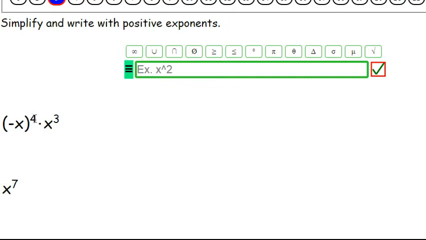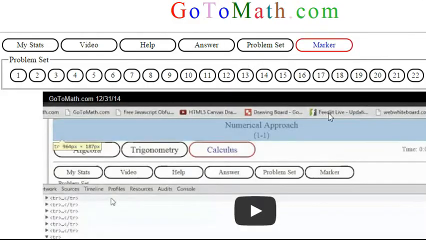So you know if this were a negative number right here, or not a negative, but an odd number, not an even but an odd number, then we'd end up with a negative out front. Negative out front. Right. So we're here at gotomath.com, getting it figured out. See you in the next problem.